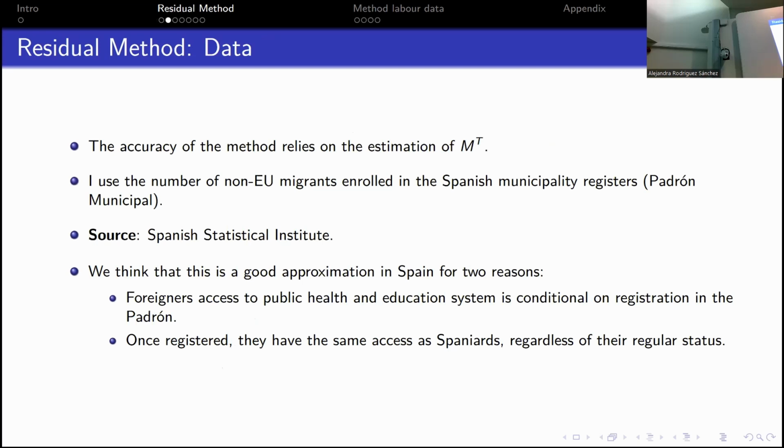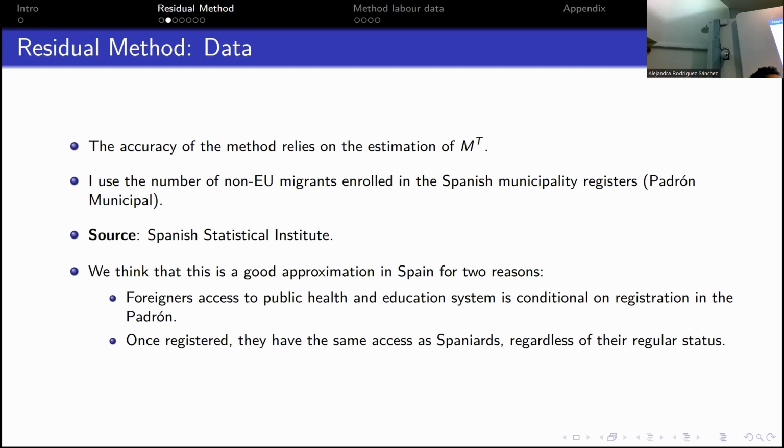So for the data, the accuracy of the method relies on the estimation of the three terms, but mostly on the first term. The first term, as I remind you, is the total number of migrants residing in Spain. The way I estimate it, I use the official register of the municipality, okay? So the source is the Spanish Statistical Institute.